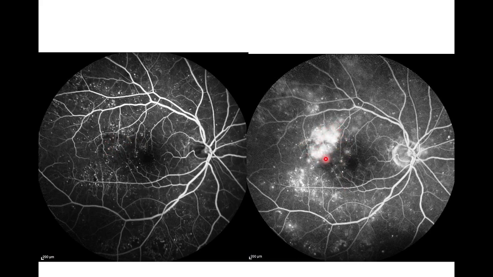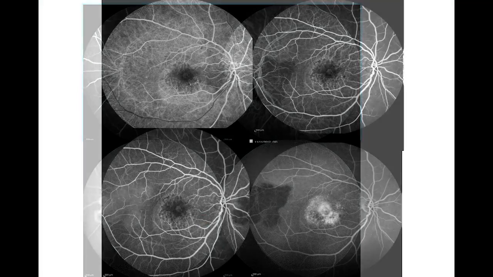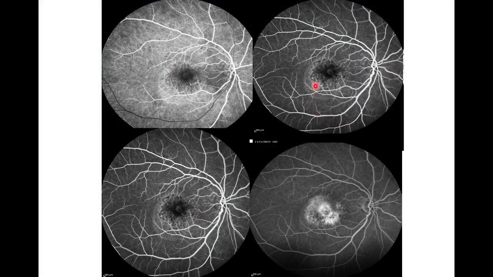Diffuse leakage is noted temporal to the fovea due to the macular edema. We don't see any other hyperfluorescence, that fuzzy or cotton ball hyperfluorescence, in the disc or in the arcade. So there are no new vessels. So we should see all the findings and come to the conclusions. Like see in this picture, there are no other findings. It involves only the fovea, the center of the macula.